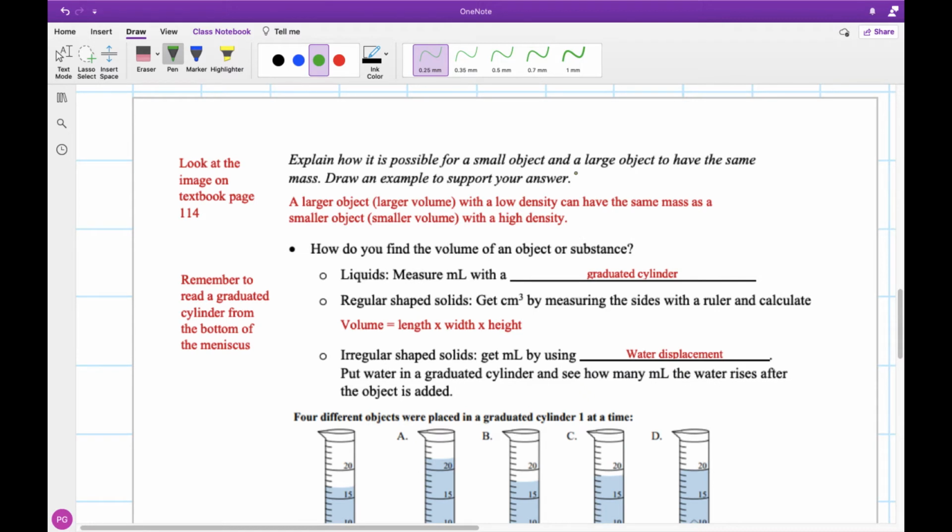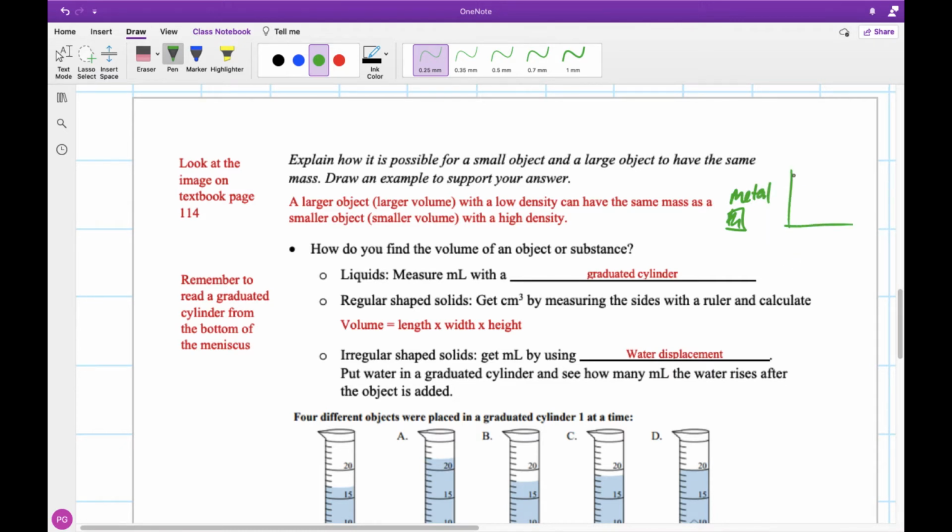So how is it possible for a small object and a large object to have the same mass? Well, the large object could have a low density and have the same mass as a small object with a high density. For example, on page 114, you could look, there's an image there. Another one we could think of is imagine we had a small little chunk of metal. If you ever picked up metal, it's usually pretty heavy.